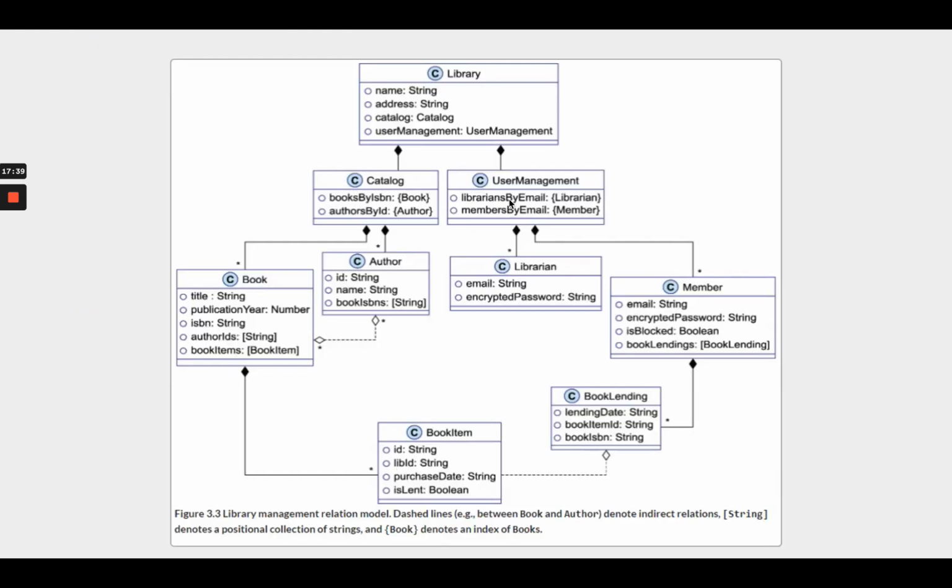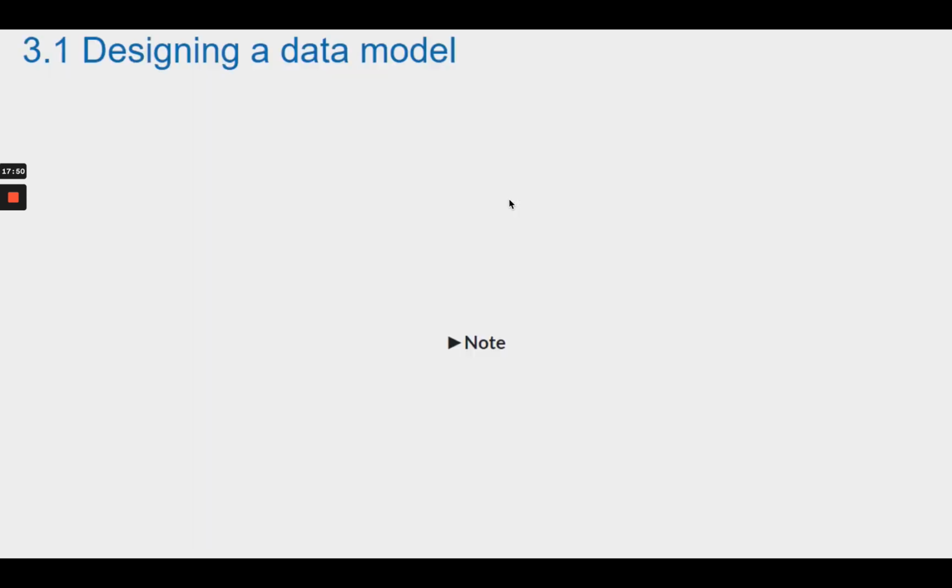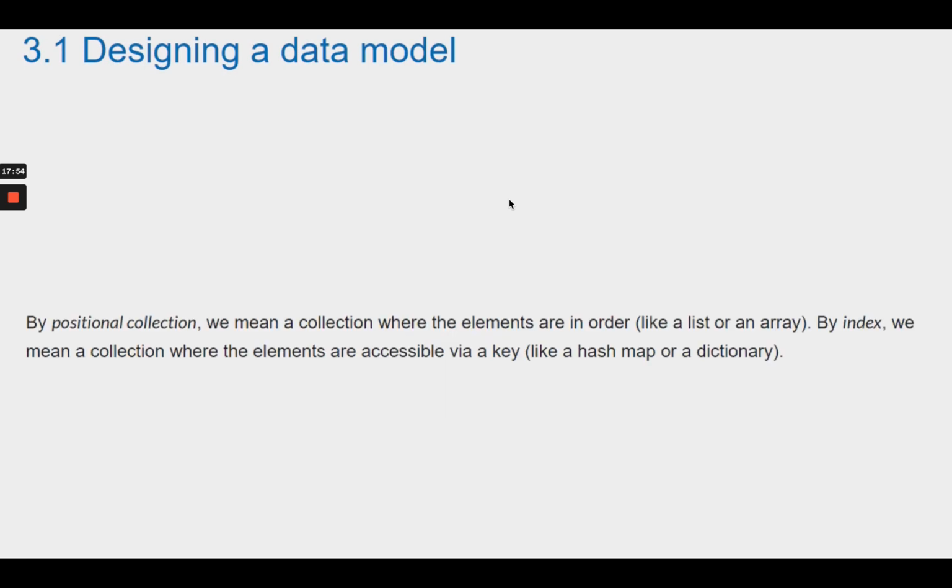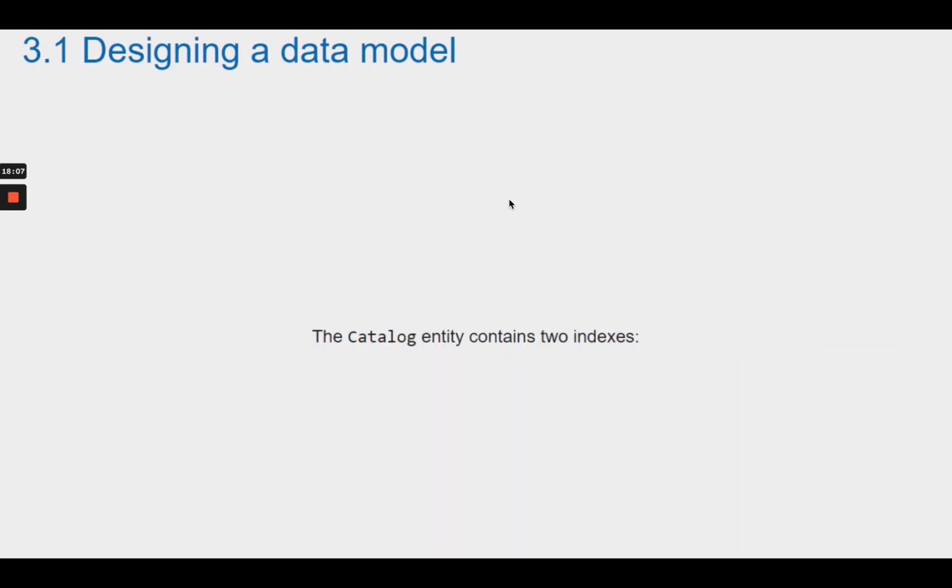It's quite easy for Theo to do, as he has done that so many times as an OOP developer. Figure 3.3 provides the detailed entity diagram of Theo's system. Note: by positional collection, we mean a collection where the elements are in order, like a list or an array. By index, we mean a collection where the elements are accessible via a key, like a hash map or a dictionary. The catalog entity contains two indexes.